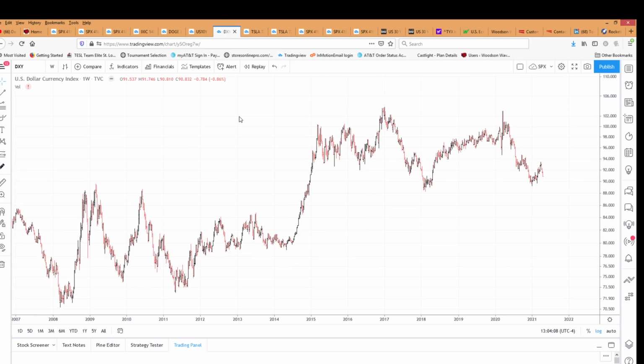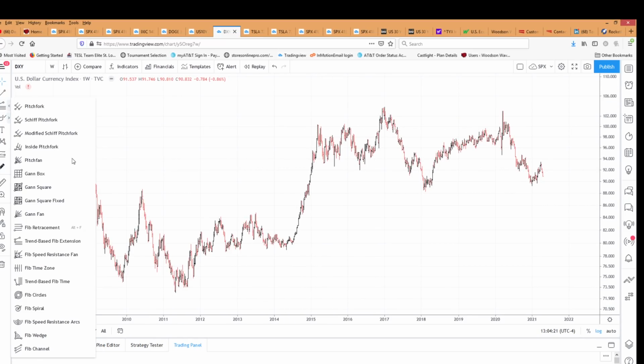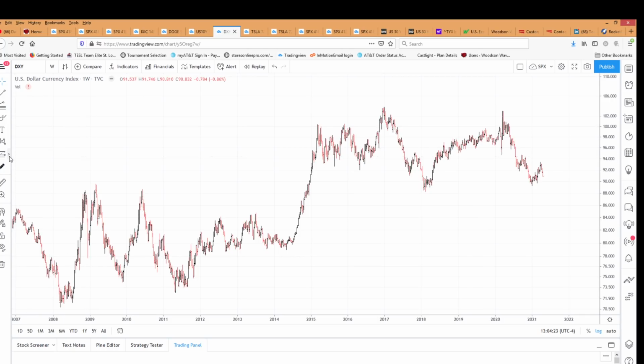Let's look at the dollar. I did a longer term chart on the dollar. This is a weekly chart. Okay, you can see from the 2008 low, we have a 1 up, a 2 down, a 3 up, a 4 down, and a 5 up. Let's mark that. Let me get the right one up here.